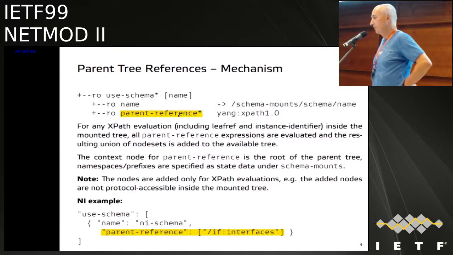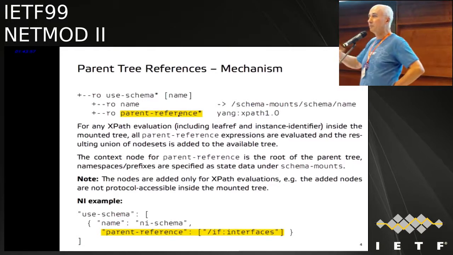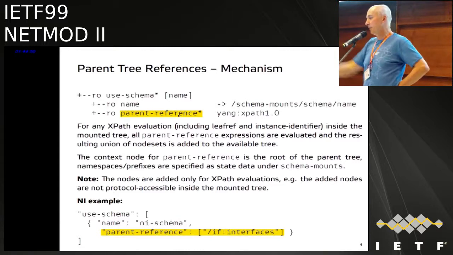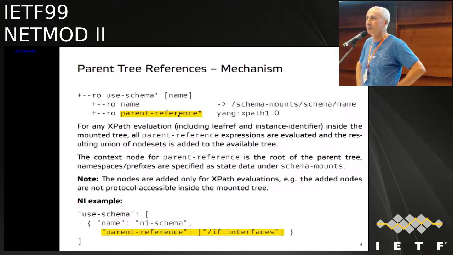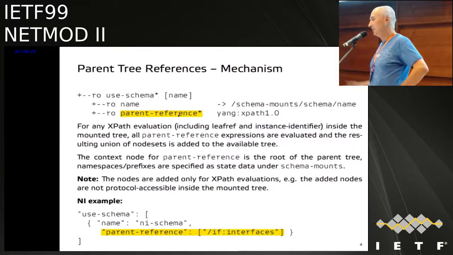But of course, if we have several roots that can be used for evaluating these parent reference expressions, we have to specify which root we have in mind, and it becomes pretty tricky. So I personally don't think that it's very sensible to define many levels of schema mounts. What we are addressing here basically is the network device model, LNEs and NIs, and that's about it.